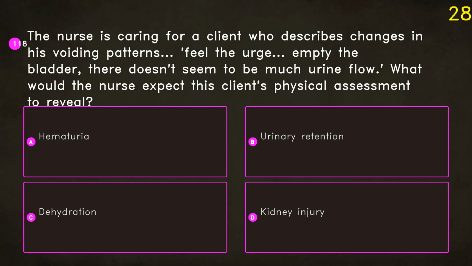Question 118. The nurse is caring for a client who describes changes in his voiding patterns. Feels the urge, empties the bladder, but there doesn't seem to be much urine flow. What would the nurse expect this client's physical assessment to reveal? A. Hematuria, B. Urinary retention, C. Dehydration, D. Kidney injury.